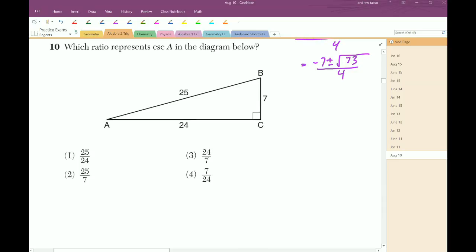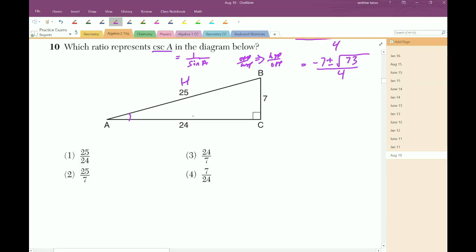Which ratio represents cosecant of A in the diagram below? Well, here's angle A. Cosecant is the inverse of sine, 1 over sine. Right, reciprocal. So if I figure out what sine is, of course sine is opposite over hypotenuse. Cosecant is going to be 1 over that, which really means that we have to flip it. So we end up with hypotenuse over opposite.